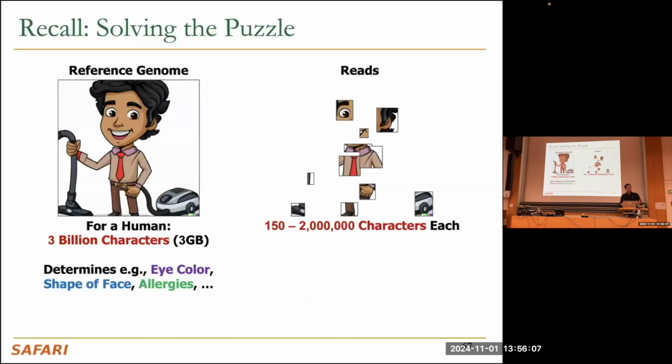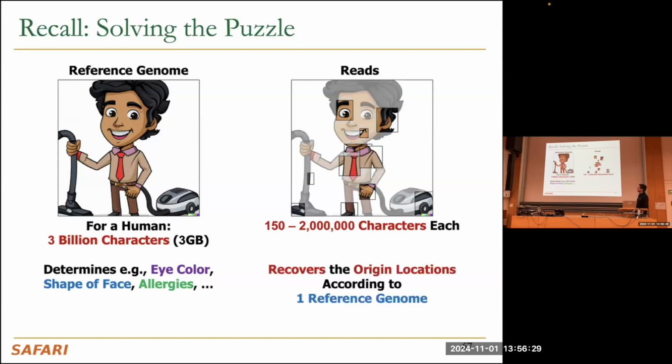So the question was, do we really need to use a single reference genome, right? So this is what we showed earlier. This is maybe the image that you're looking at, taking a clue from, and these are the pieces, the fragments from your genomic data, right? And their lengths are different given the technology and so on. So by looking at a single reference genome, what we do is we recover the origin locations, right? By looking at a single one of them.